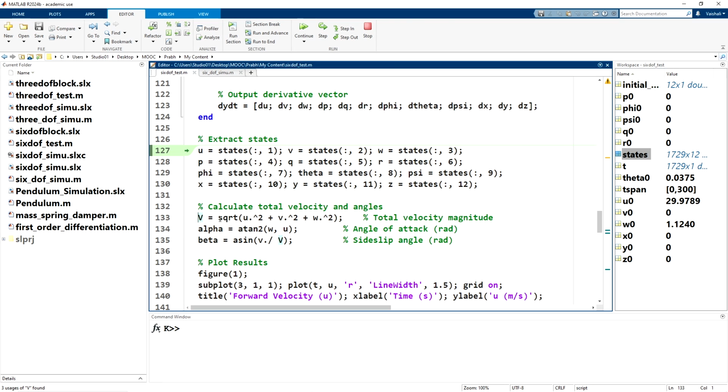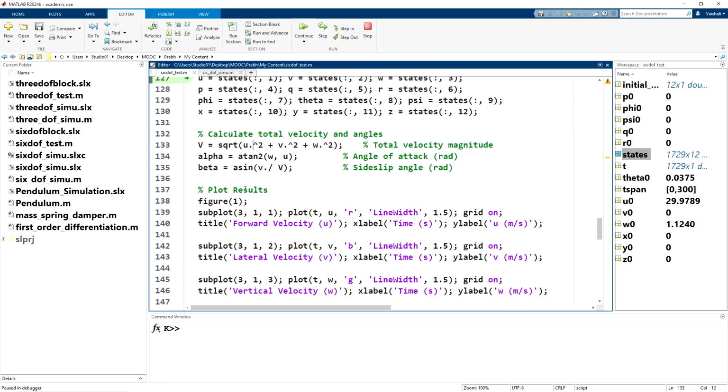Next we have to calculate again V, alpha and beta. So square root of u square plus v square plus w square. Since u is a vector now, we have to do element-to-element multiplication, hence I put a dot here, otherwise it will throw an error. Similarly alpha is atan inverse of w by u and beta is asin of v upon capital V.